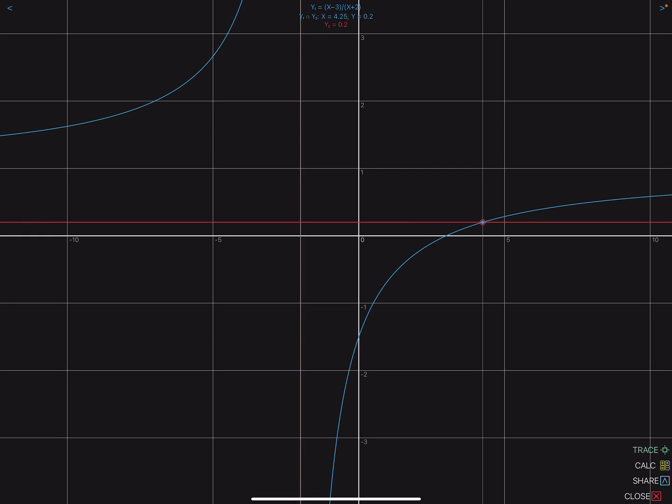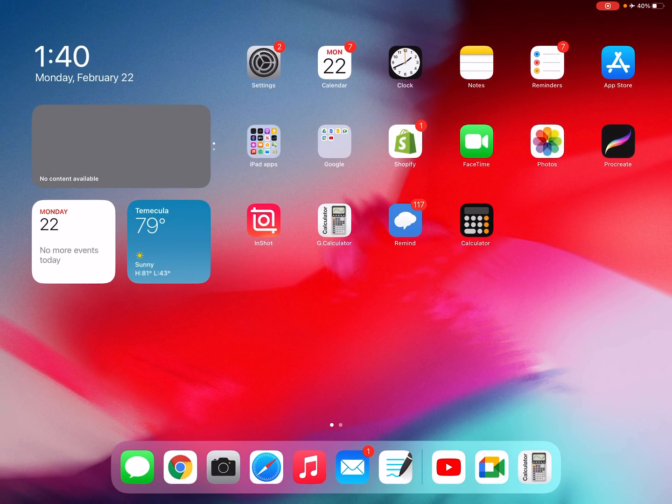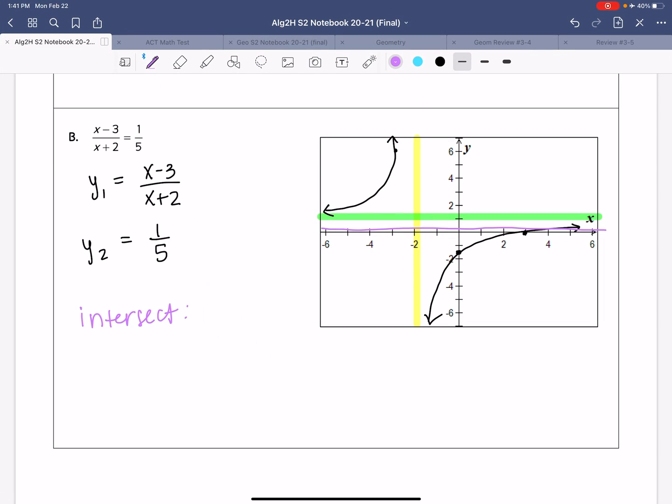There we go. And when I hit that trace, if you guys are actually using a real TI-84, this is where you go to the second calculate or the second trace button, and then you go down to intersect, and then you do first curve, second curve, enter, enter, and then you'll get this. If you see up at the top of my screen, it says x equals 4.25 when y equals 0.2 or 1/5. So the intersection is 4.25, comma 1/5. So it's crossing right about there. And my drawing wasn't that terrible.